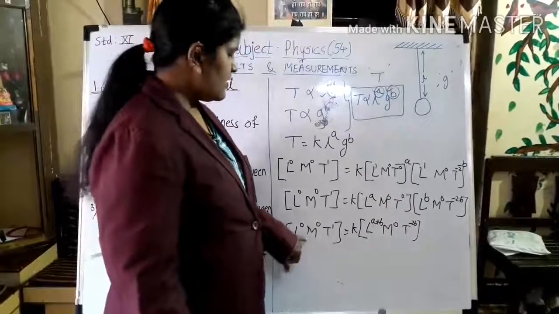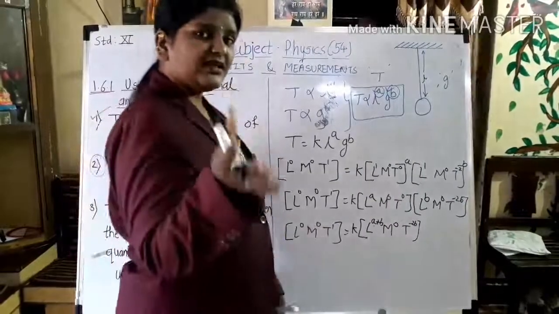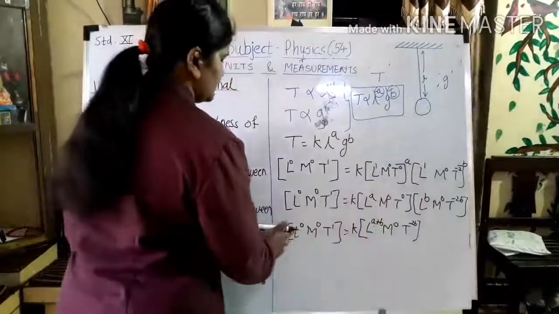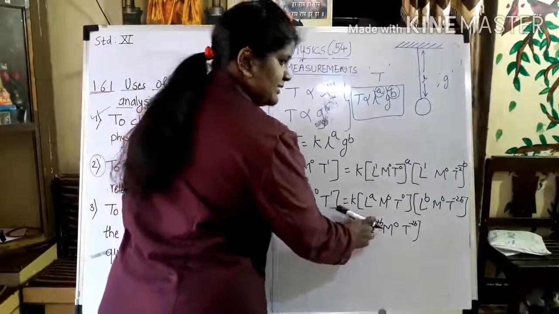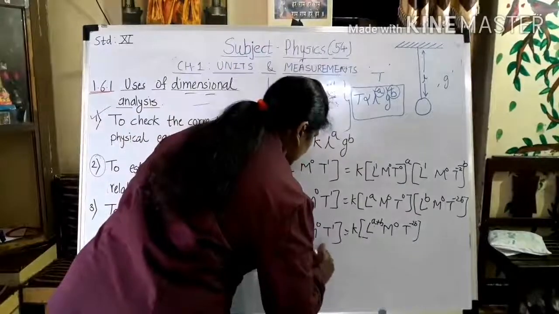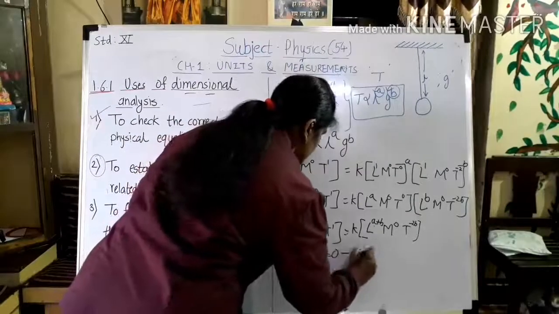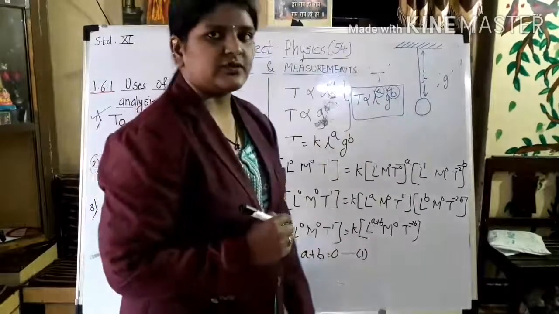3, L, M and T. Now equating index of L. What you are getting here? Index of L is 0 and here index of L is A plus B. So I can write A plus B is equal to 0. So this is the first equation what I got.